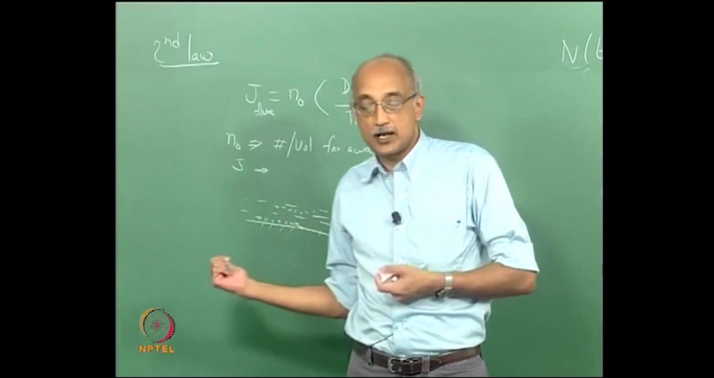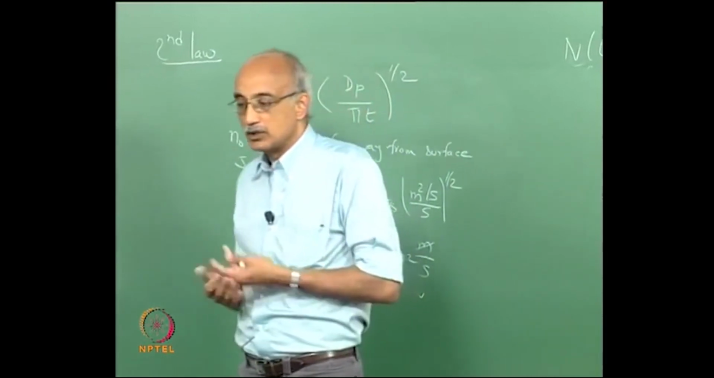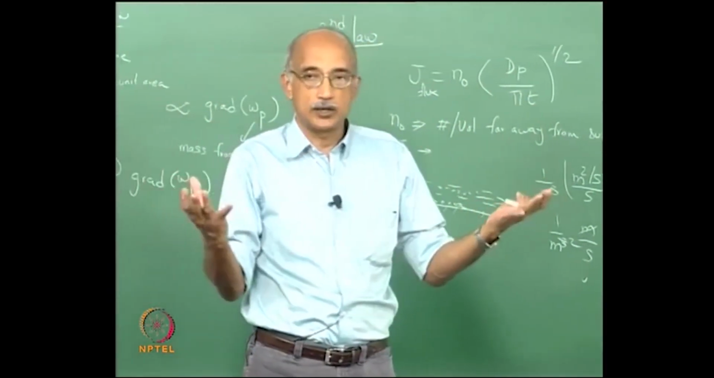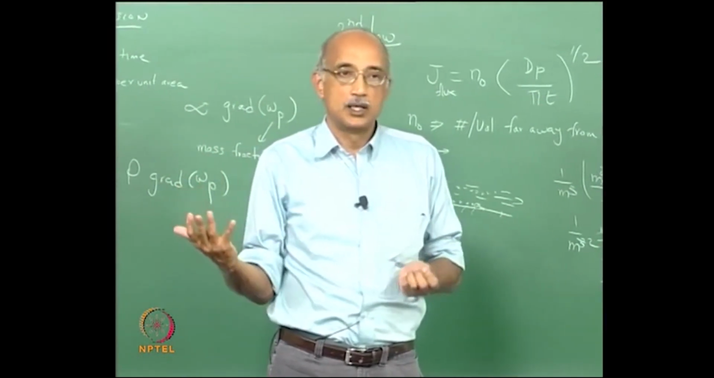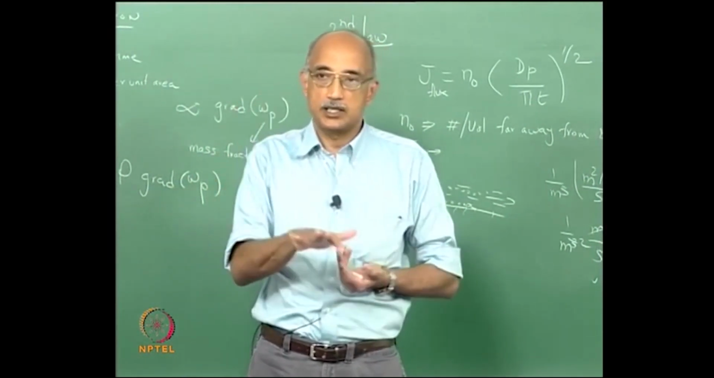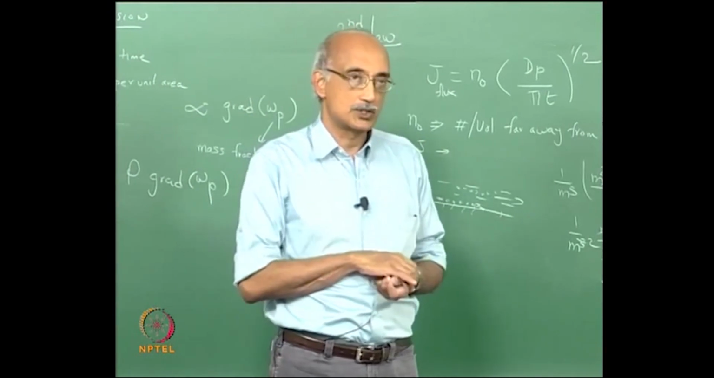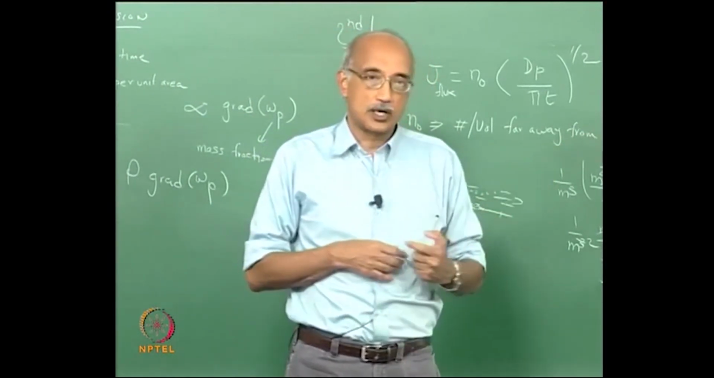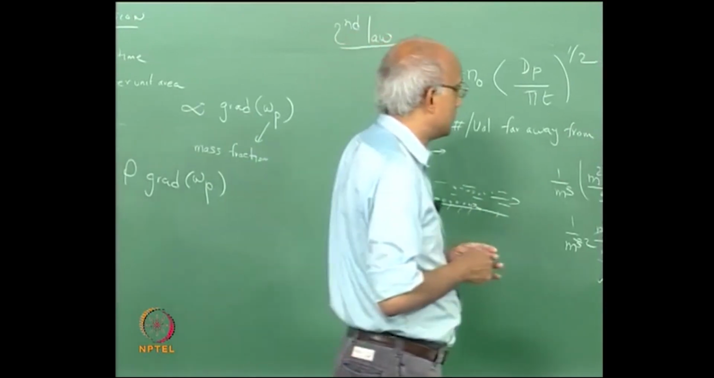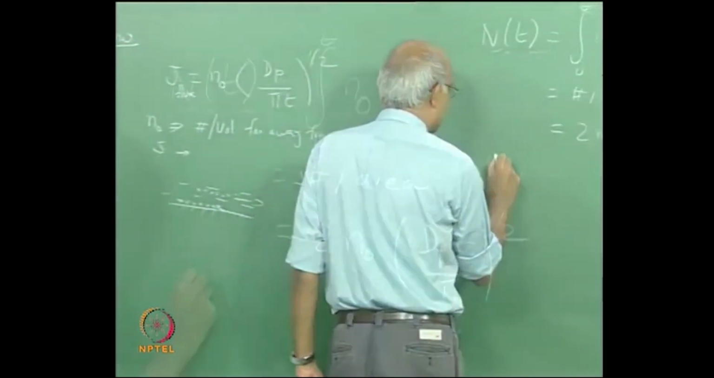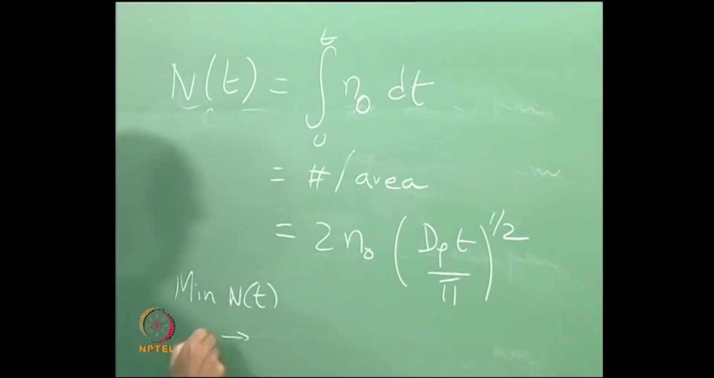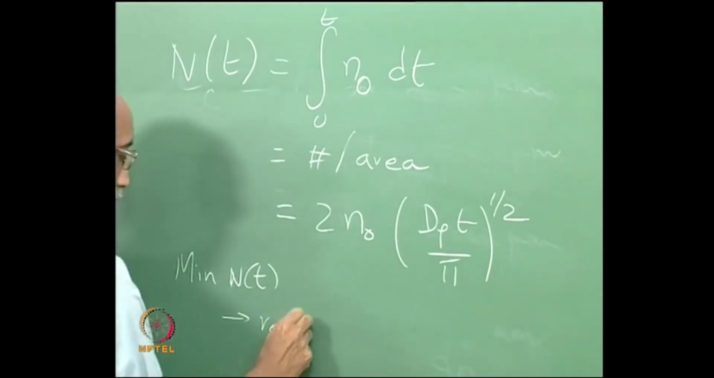Or this could be something happening in a clean room where you're trying to make a microelectronic product and you have contaminant particles floating around in the clean room air, and again you want to minimize the deposition of these contaminants onto the surface. How do you do that? This equation actually gives you a lot of clues. If you want to minimize N of T, you can reduce N0.